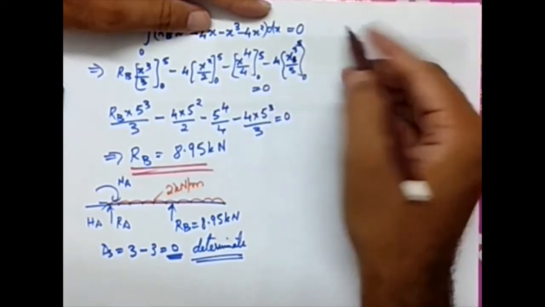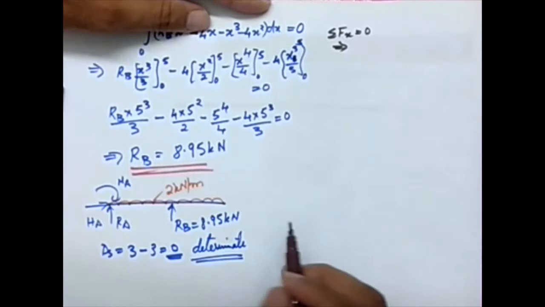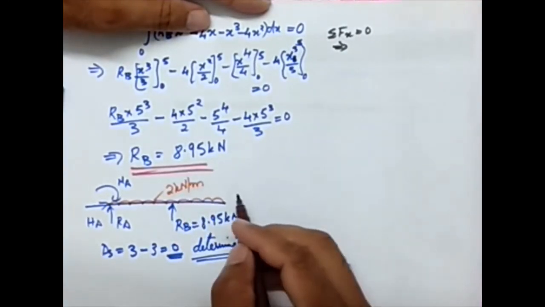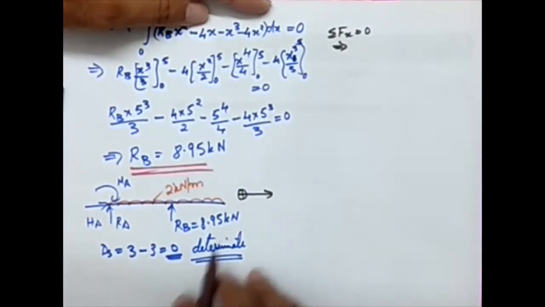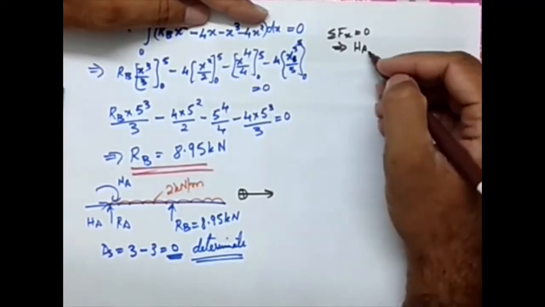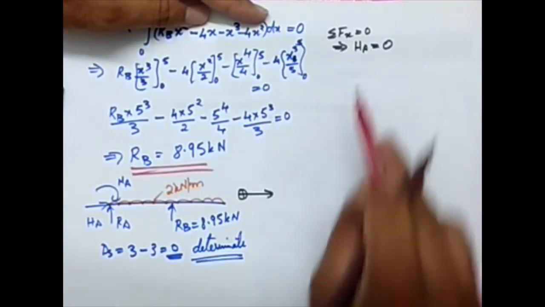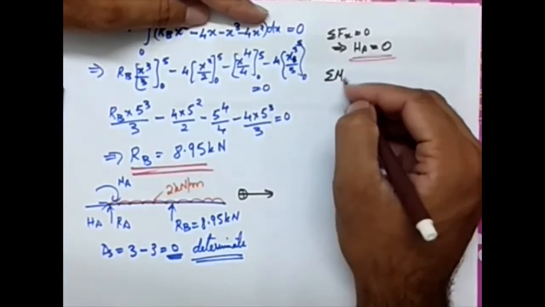So I'm writing the first equation of equilibrium, that is sigma Fx equal to 0. You can see here we need to have a positive direction for the system. So I'm considering for the x direction this as positive. So what are the forces? HA is there to the right. There are no other forces, which means HA equal to 0.